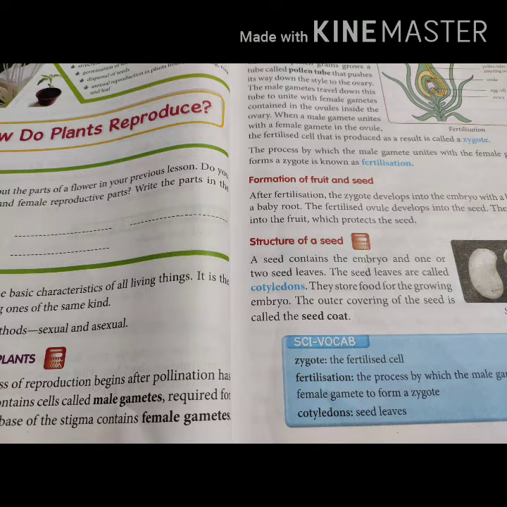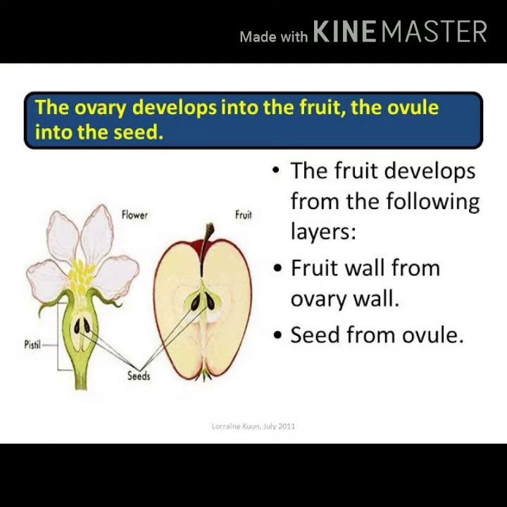So what is formation of a fruit and a seed? How does a fruit form and a seed form? After fertilization, the zygote develops into the embryo with a baby shoot and a baby root.